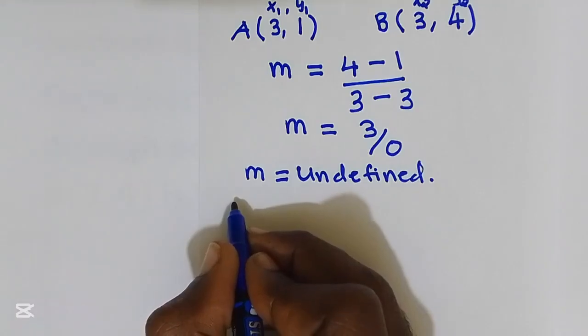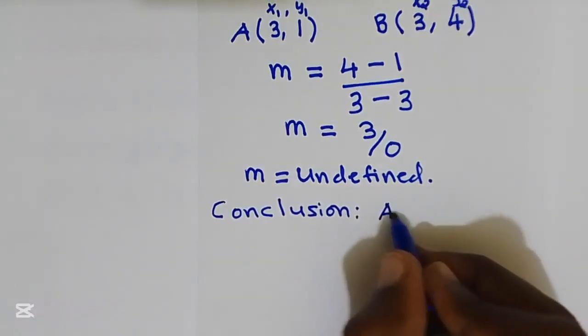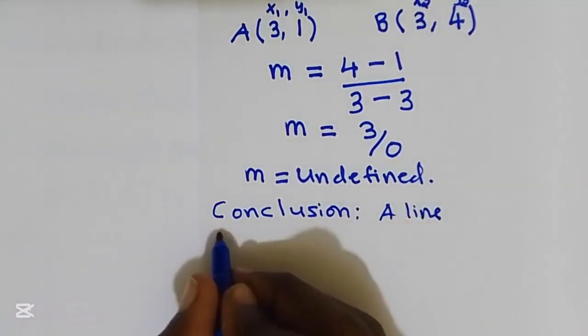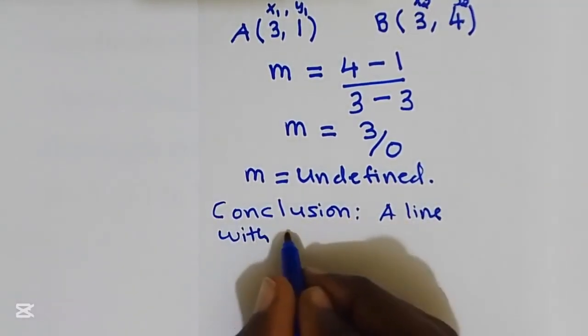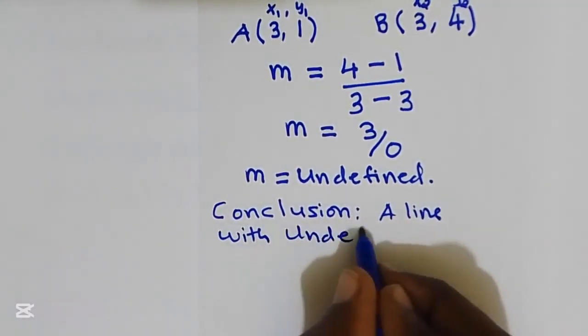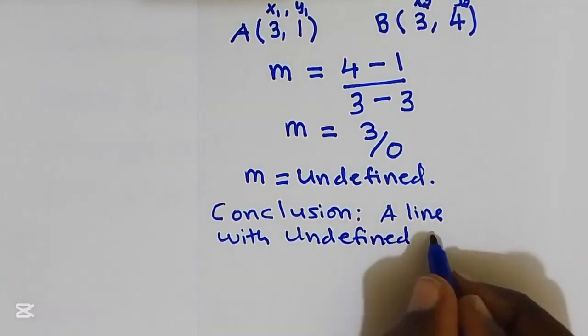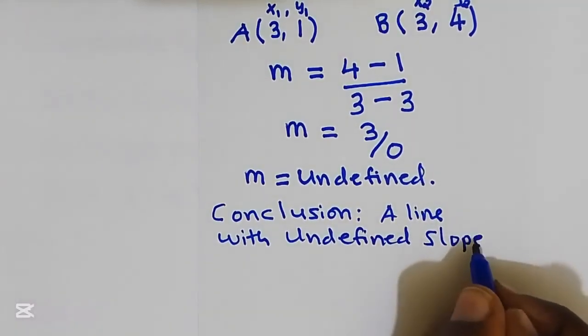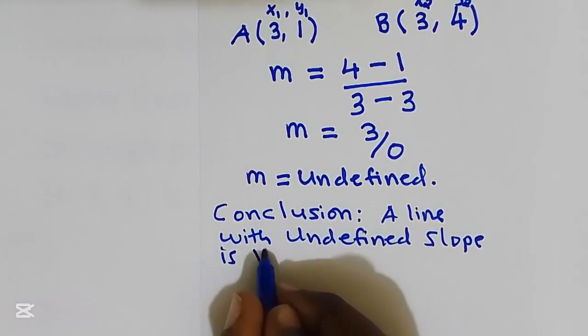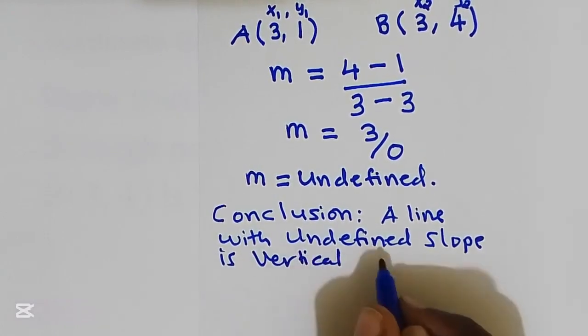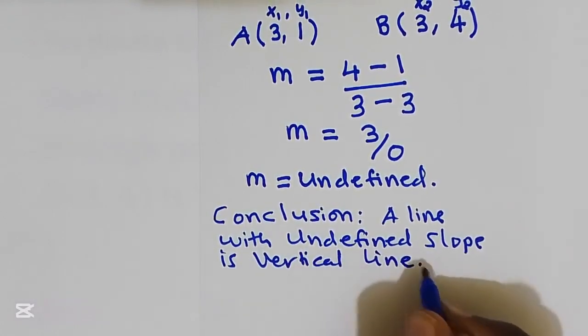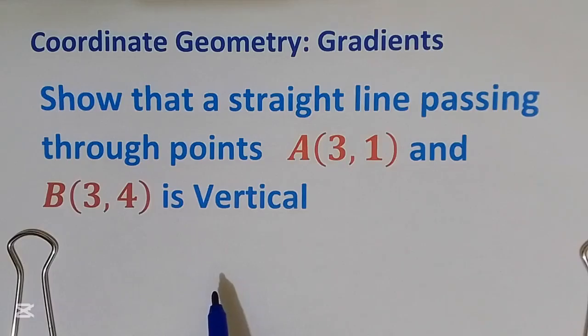Let us conclude. A line with undefined slope is a vertical line. I hope you understand this question.